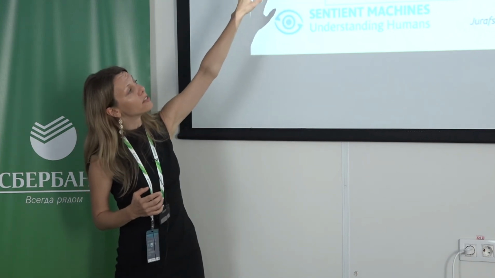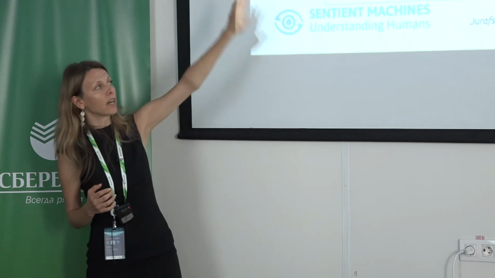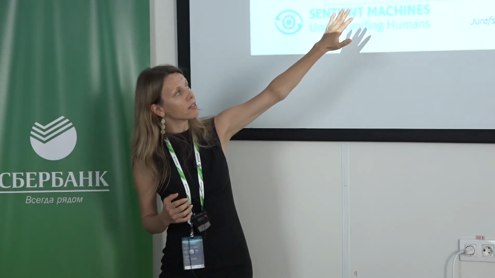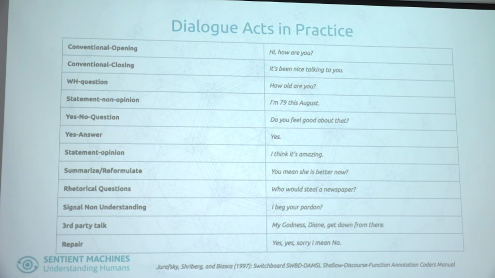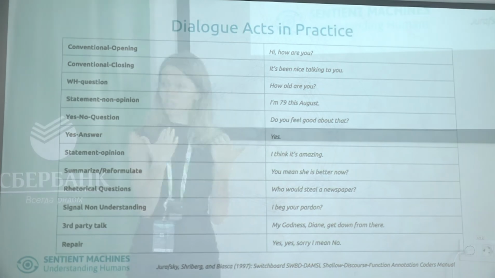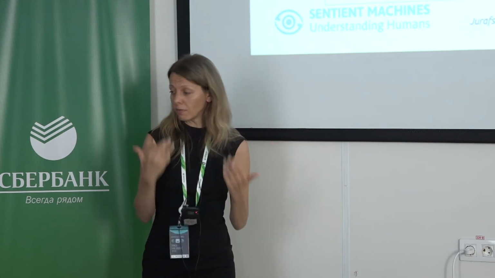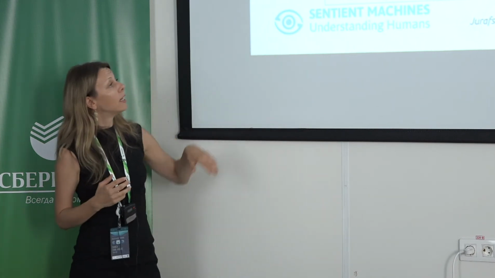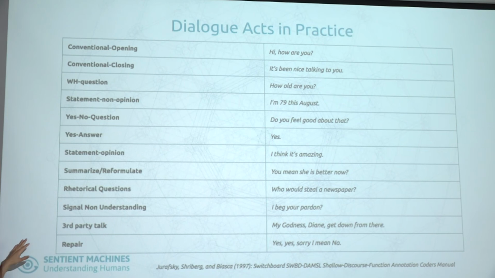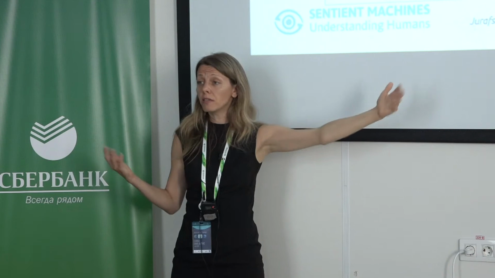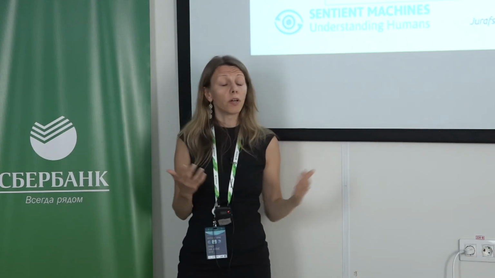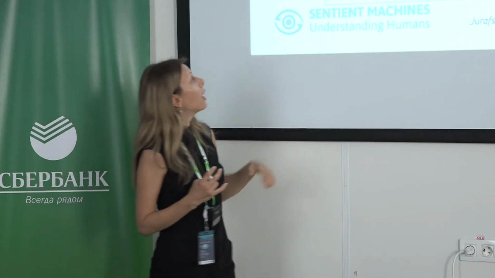Summarize or reformulate is related to the concept of grounding I mentioned earlier. The example is, you mean she is better now. So I'm summarizing, using different words to say what someone has just told me, to make sure: okay, I understood, this is what it means. Signal non-understanding is common: I beg your pardon, or excuse me, sorry, I couldn't hear you, and so on. This is also very important.